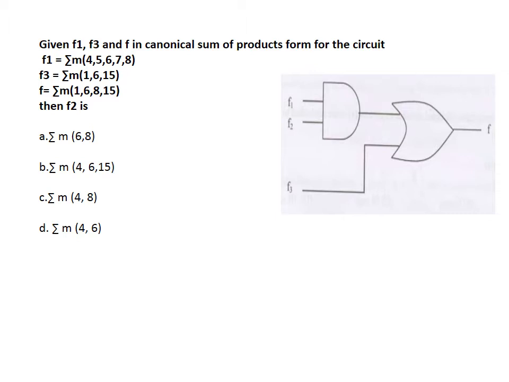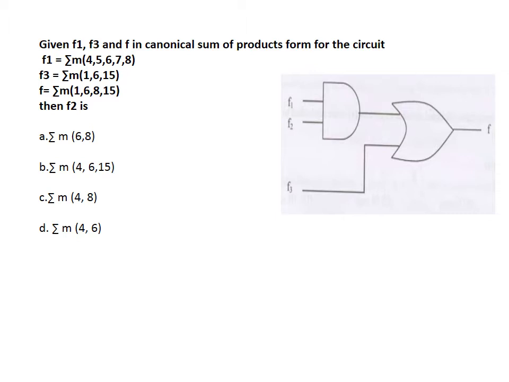A circuit is given and some boolean expressions are given in terms of their summation of minterms. These are SOP functions and we have to find what is the value of f2. f1, f3 and f are given. So how to solve such types of numerical?